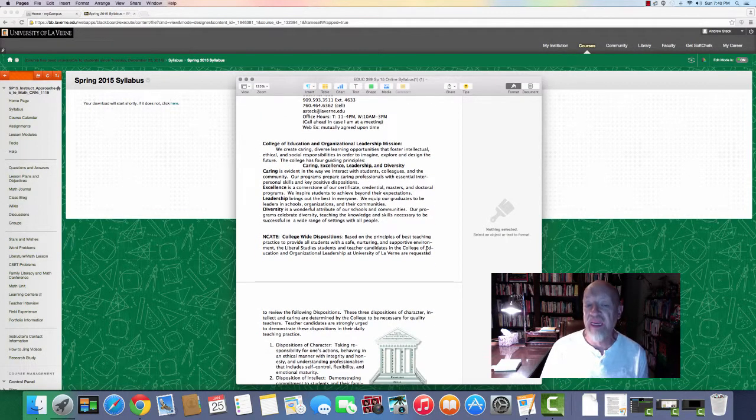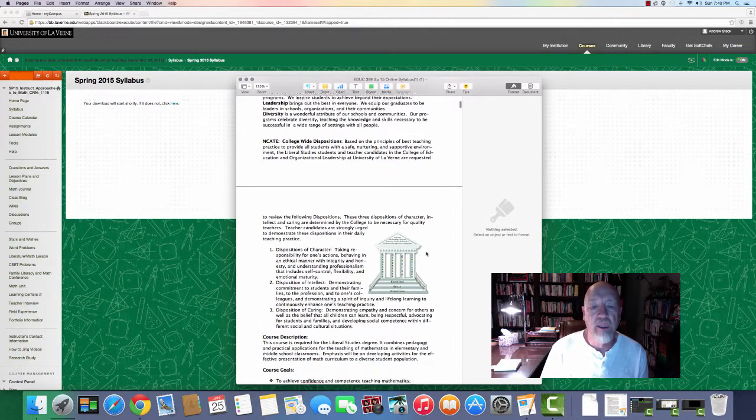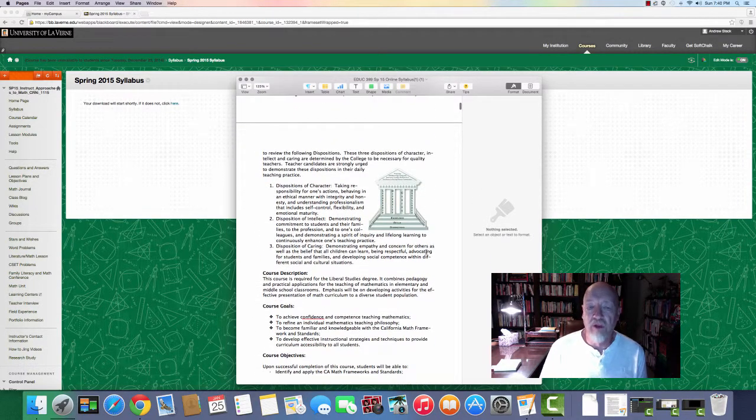We're also NCATE accredited, and that's really important. If you decide to go out of state to do additional schoolwork, you will have all of your courses being able to be passed on to the new school, transferred to the new school. And within 22 states, we have a reciprocal agreement. So it's really important that we are accredited. And we'll also focus on the dispositions of being a teacher, that is, of character, of intellect, and of caring.